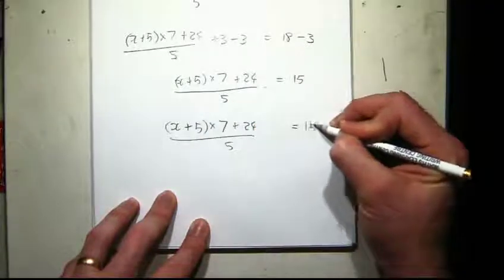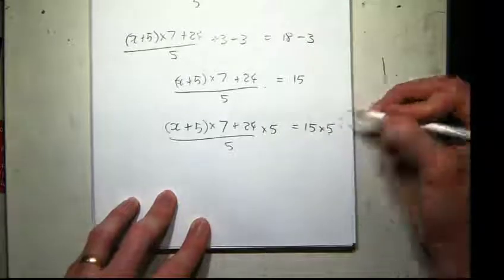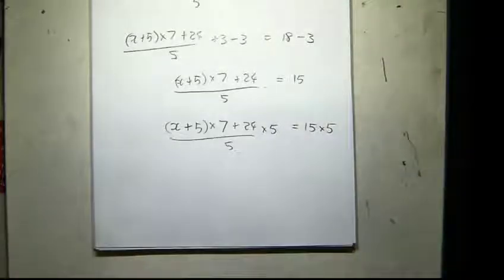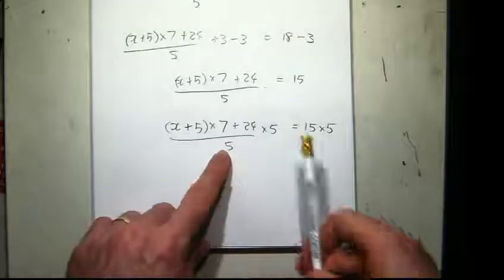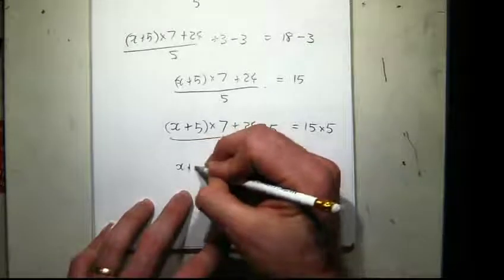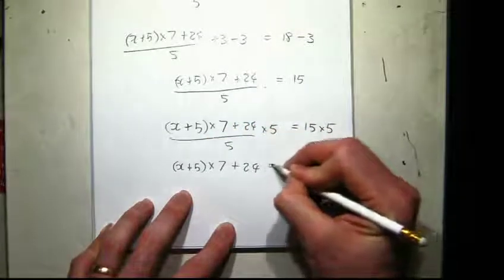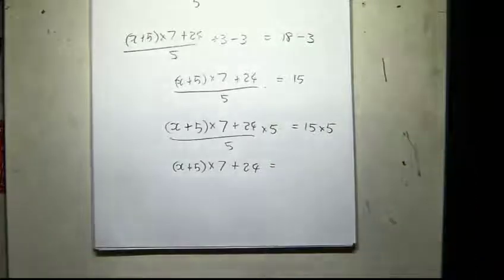So I'll copy exactly what I have, and I have to get rid of the 5. So I have to times by 5 because it's currently being divided. So dividing by 5 and then timesing by 5, that doesn't really do anything, so they're going to disappear. And 15 times 5, that's the same as something. 75, I think. I'm just going to check that one. Yep.